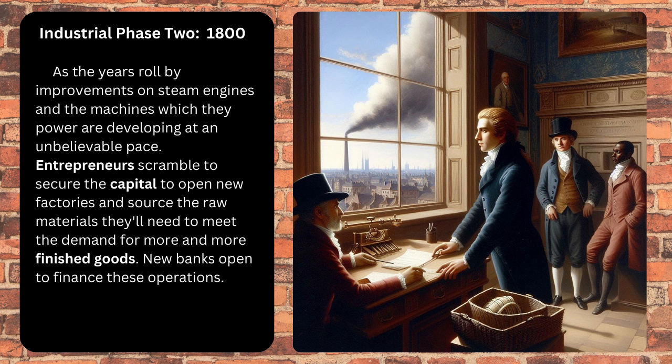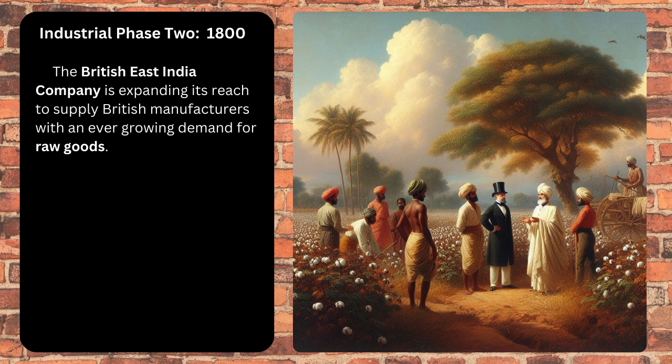Industrial Phase 2, 1800. As the years roll by, improvements on steam engines and the machines which they power are developing at an unbelievable pace. Entrepreneurs scramble to secure the capital to open new factories and source the raw materials they'll need to meet the demand for more and more finished goods. New banks open to finance these operations. The British East India Company is expanding its reach to supply British manufacturers with an ever-growing demand for raw goods.